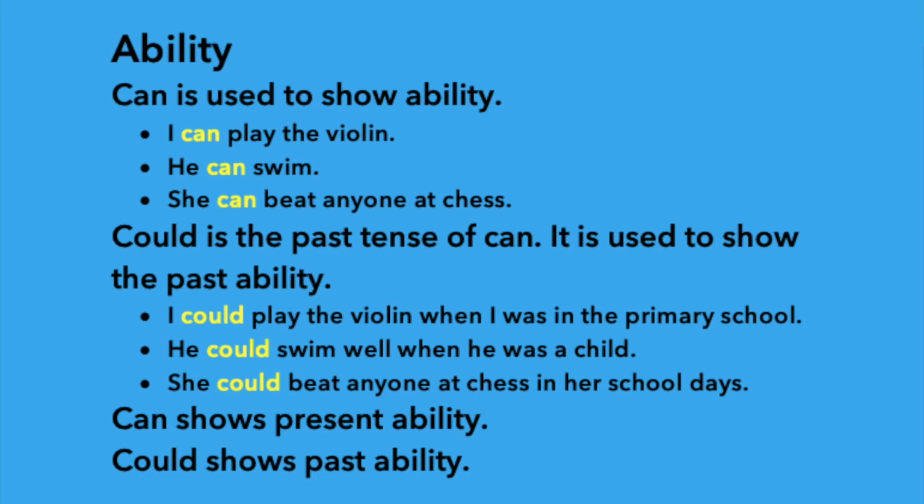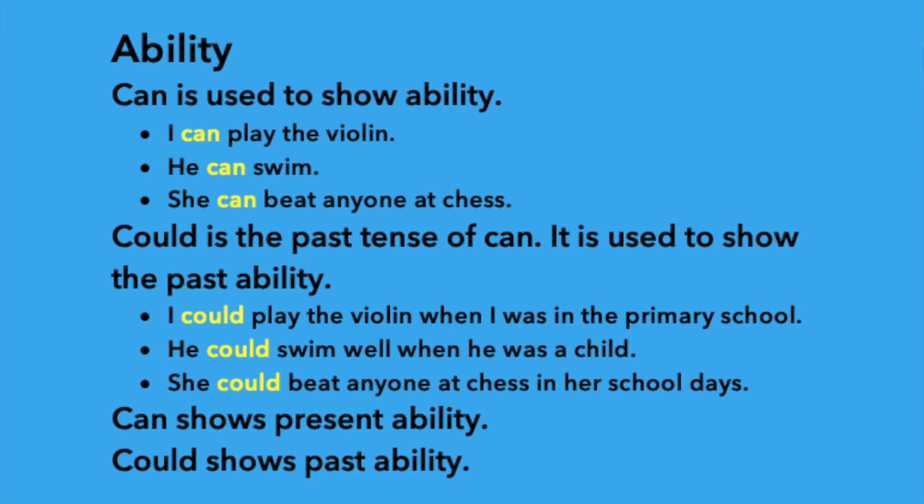What about could? Could is the past tense of can. I can say I could play the violin when I was in primary school. That means I had the ability in the past, but now I cannot play the violin because it has been a long time and I am out of practice. Here are some more examples. He could swim well when he was a child. She could beat anyone at chess in her school days.